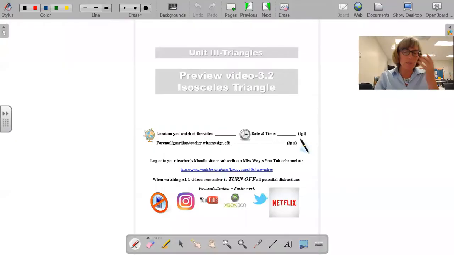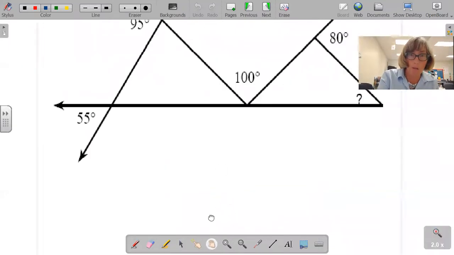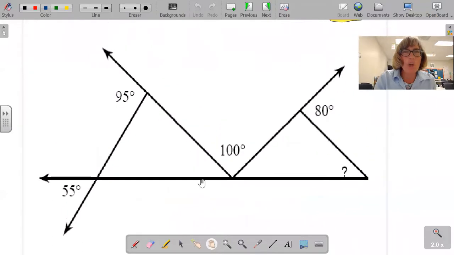Taking a look at this page, preview video 3.2. So this problem, you want to go ahead and do this one on your own. It's a review problem. So pause the video, then restart. Pause the video.